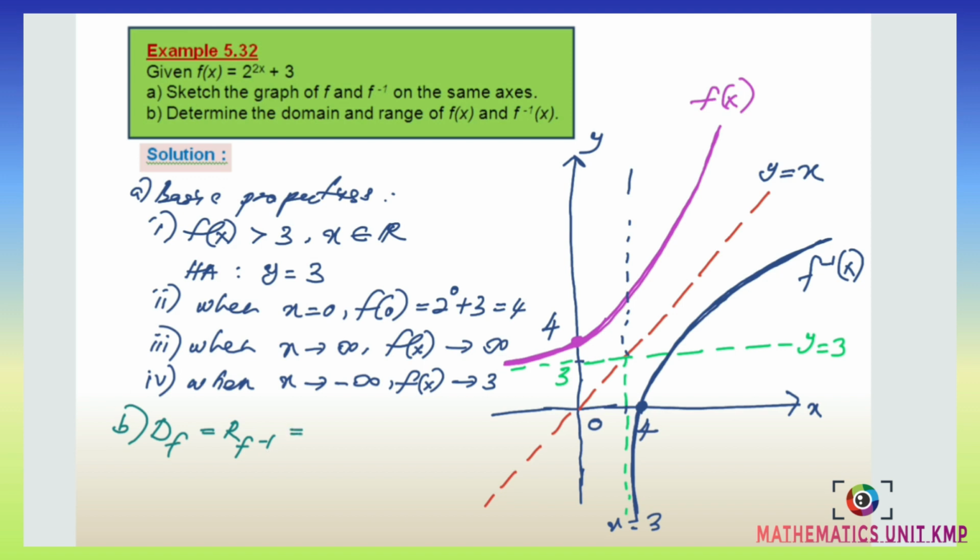The domain of the function is negative infinity to infinity for exponential function, and the range of the function is equal to the domain of f inverse. Refer to number 1, f(x) must be greater than 3. Therefore, the range of the function is from 3 to infinity, not including the 3.